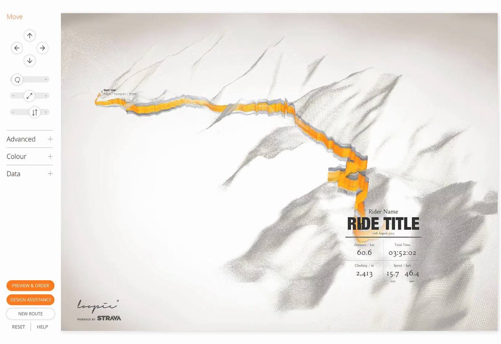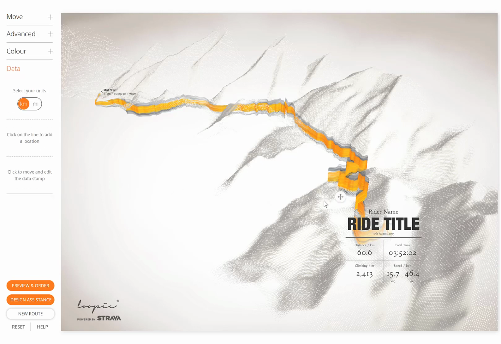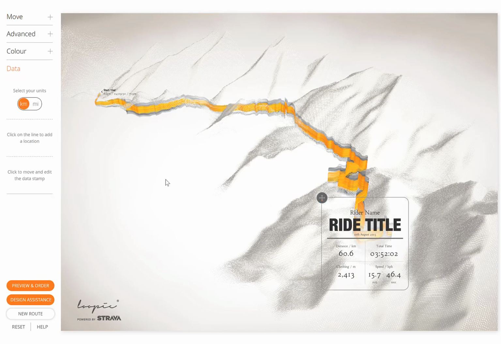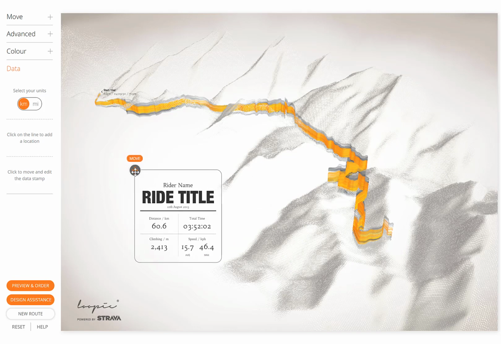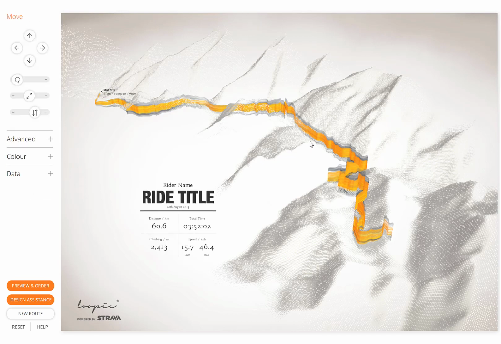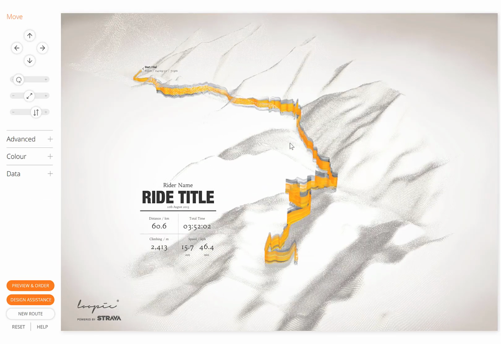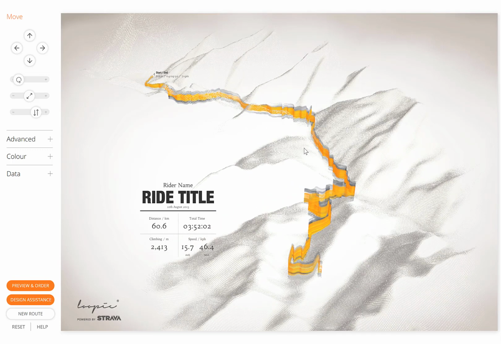You'll also notice the info box is getting in the way a bit. To move that, click on the data tab. A little move icon appears. Click that. Let's move it over to the left hand side. This looks like a natural place to put it for this particular composition. Go back to the move tab again, and then we can start fine-tuning how the Loopy looks. So that's starting to look quite interesting now.